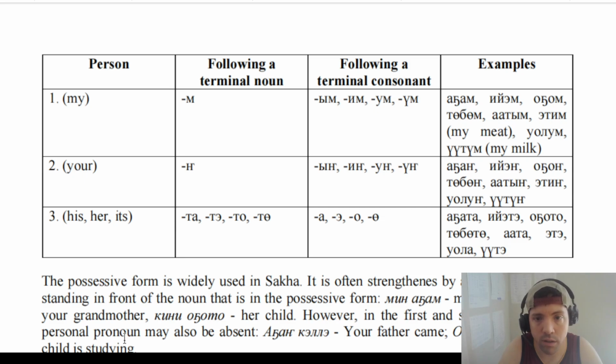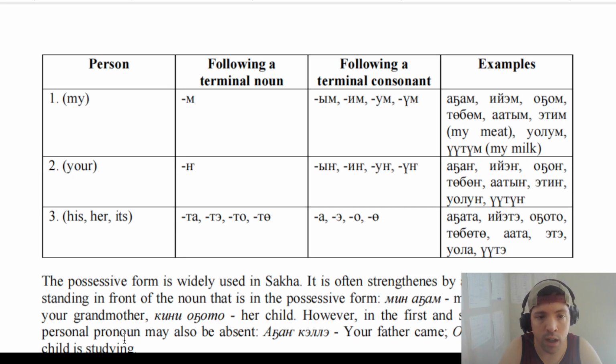For "your," same concept, but instead of an M, we have an ng sound. So add ng after a vowel, add ing, or un after a consonant. Arang, your father. Iyang, your mother. Orong, your child. Tubung, your head. Atang, your name. Eting, your meat. Walung, your boy. Yutung, your milk.